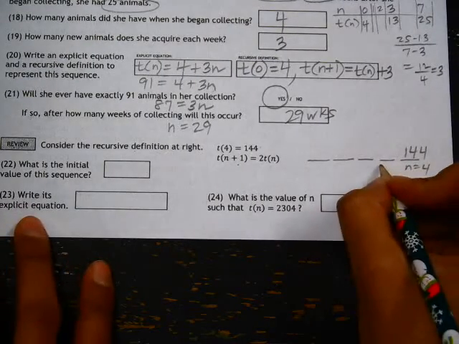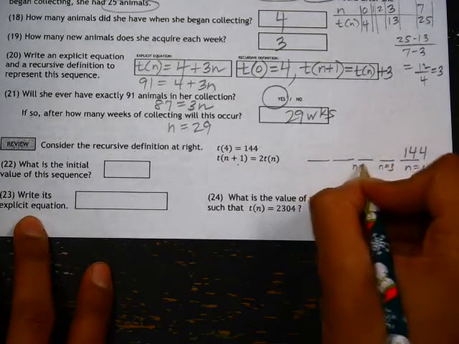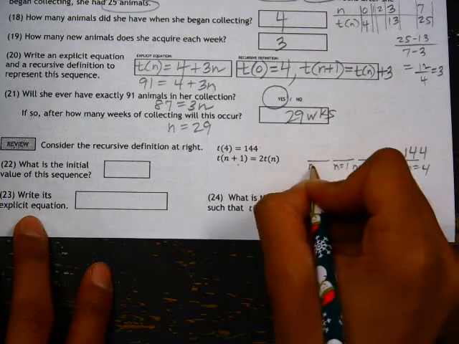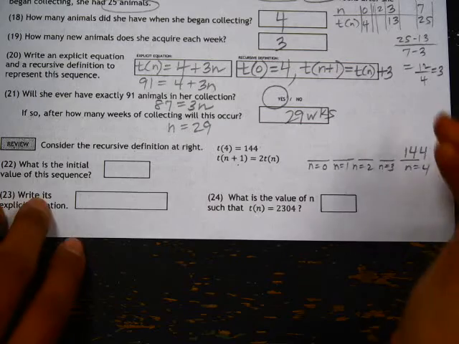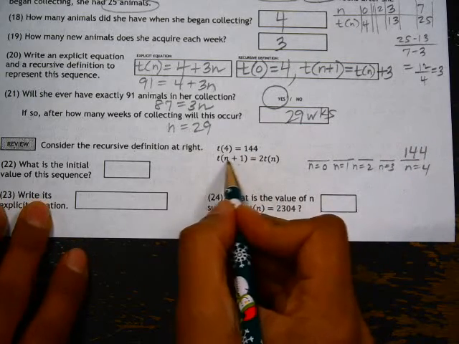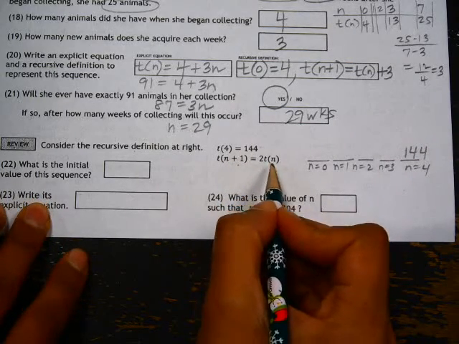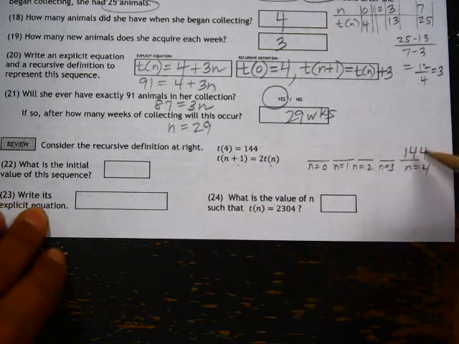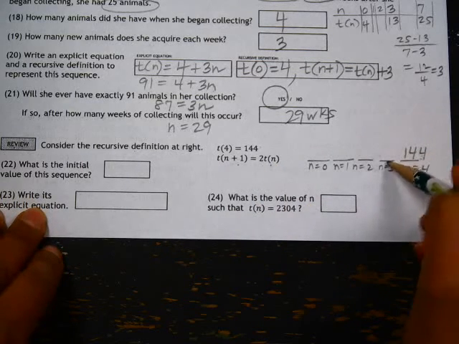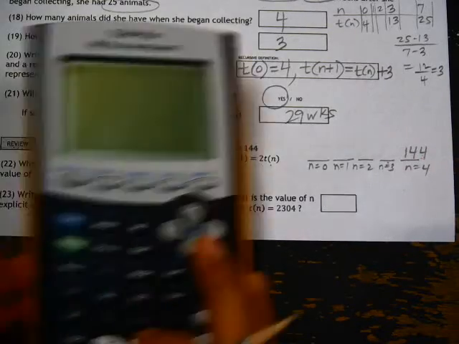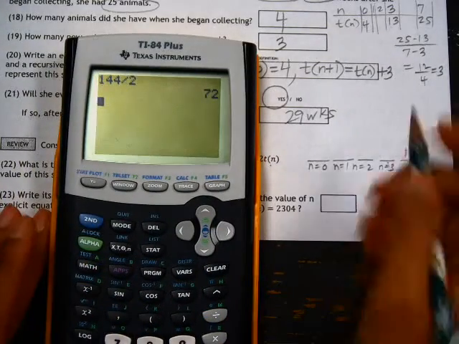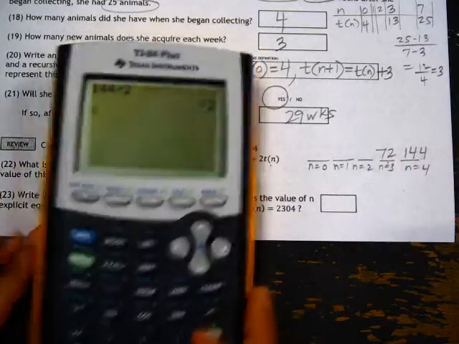I also know that I can go back and find the initial value when n equals 0. So here, since I know that any term is equal to 2 times the one right before it, this is equal to 2 times whatever came right before it. So if I do 144 divided by 2, that means this would have had to be 72.